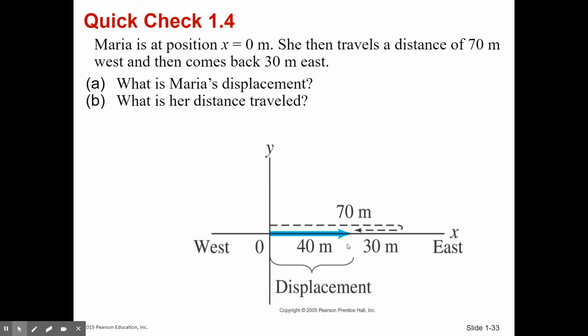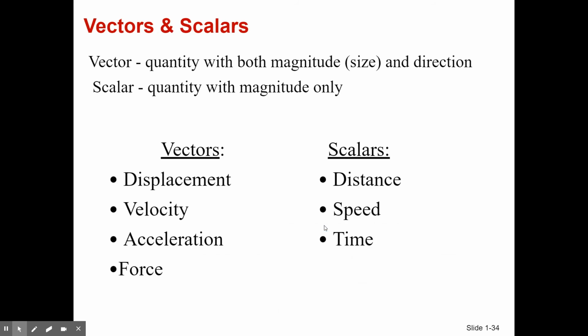Now her distance traveled. Well, that's just her total distance traveled. She traveled 70 meters and then 30. So her total distance for part B is going to be 100. And you don't have to have any kind of direction. It's just going to be 100 meters, by the way.